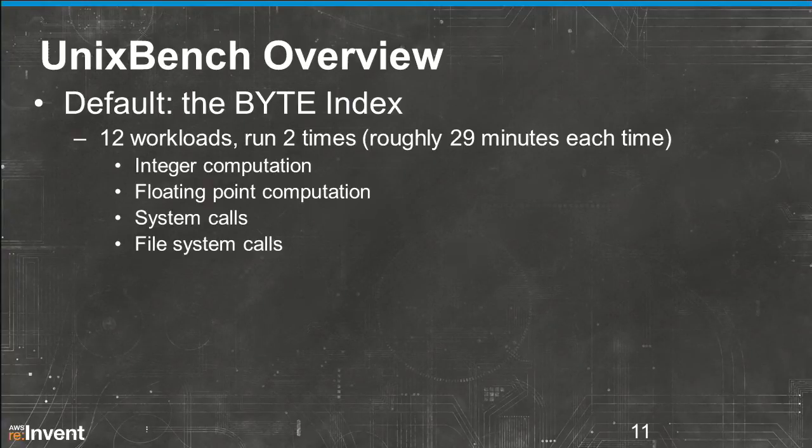Now, UnixBench is another popular test. It's actually been around for a while. The byte index is the default when you run UnixBench, and it was originally developed for Byte Magazine as its Unix system test to give people a measure. It has 12 workloads that run 2 times by default. This is a fixed time workload, so what you're counting is how much work gets done in that fixed time, and it takes about 30 minutes.